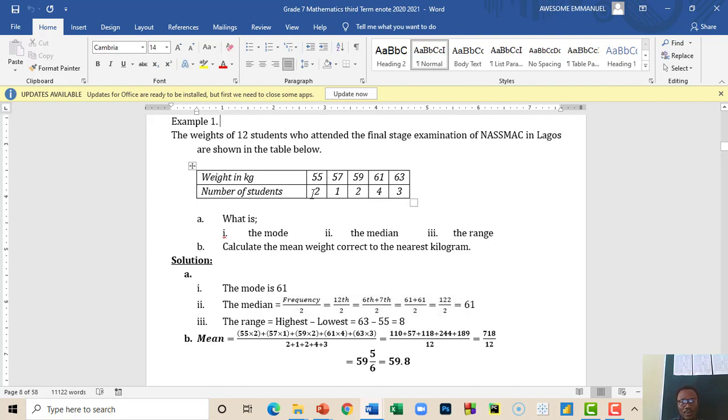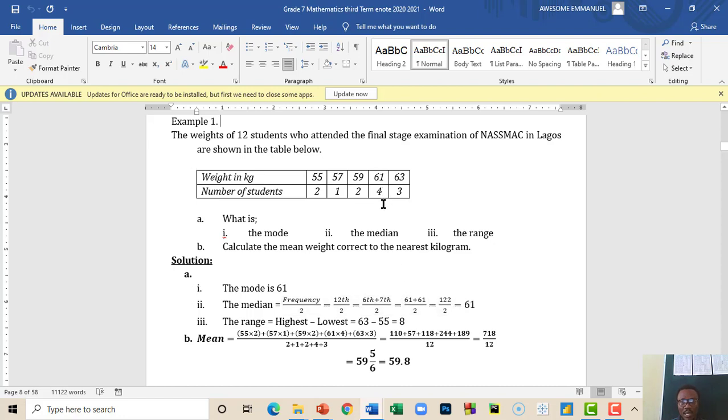Come to your frequency. This is 2. I'll get the cumulative up to where you can actually get the 6th or the 6th and the 7th. So 2 plus 1 is 3. I can't get 6 in 3. 3 plus 2 is 5. I can't get 6 in 5. But 5 plus 4 is 9. I can get 6 in 9. So since I can get 6 in 9, the value up there is 61.